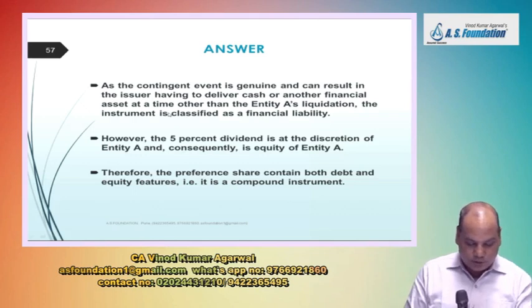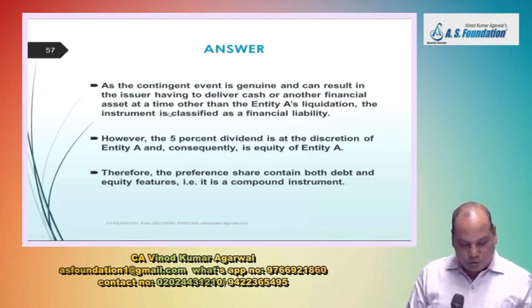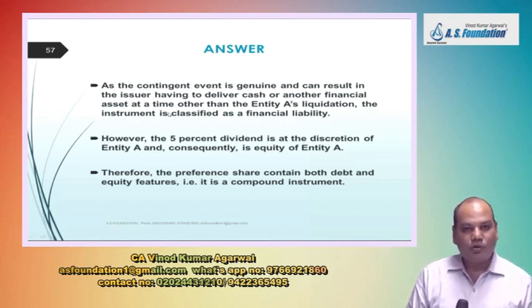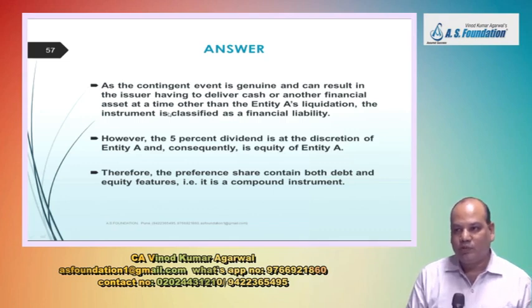A little fast, because after that I am going to take many numerical questions. As the contingent event is genuine. Now it is mentioned in the problem. In the exam, if nothing is mentioned, you assume genuine if you think it looks genuine.